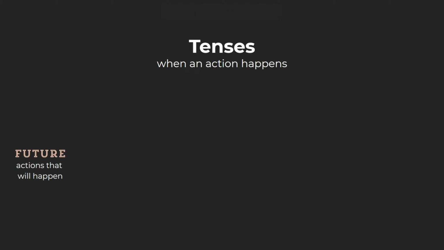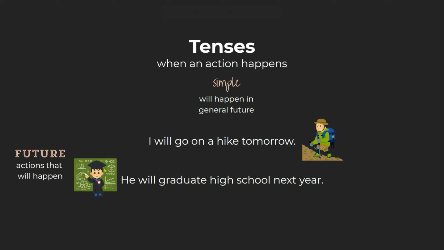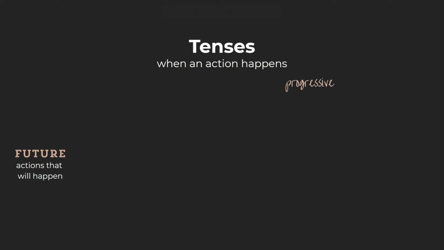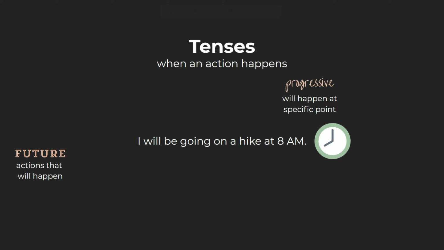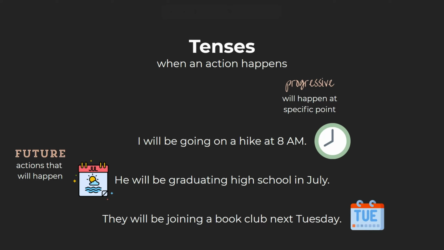Like the present and past, there are three main forms. The future simple is used for actions that will happen in the general future. For example, I will go on a hike tomorrow, he will graduate high school next year, or they will join a book club. The future progressive is used for actions that will be happening at a specific point in the future. For example, I will be going on a hike at 8 a.m., he will be graduating high school in July, or they will be joining a book club next Tuesday.